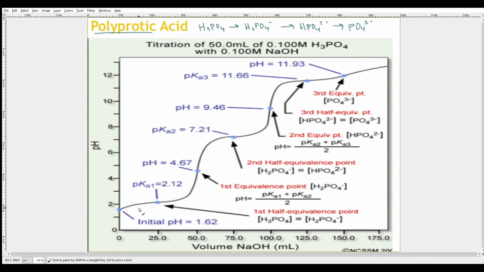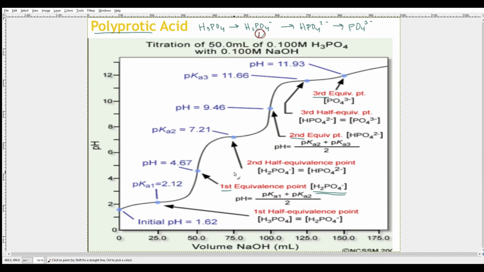So here are all the different steps. We have 3 different curves going on here. So let's first look at the equivalence points. There are 1, 2, 3 equivalence points. This is when the moles are equal to each other. So here we have moles of NaOH are equal to the moles of the first ion that is released. So here's the first ion that's released.